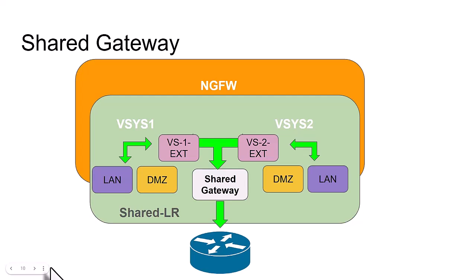So the next scenario we're going to do is using the shared gateway and also a shared virtual router. So previously we had a dedicated virtual router for each virtual system. We can have a shared virtual router for all the virtual systems, and then for an outbound connection using a shared gateway. So we'll see how to configure this on the Palo Alto Networks firewall now.